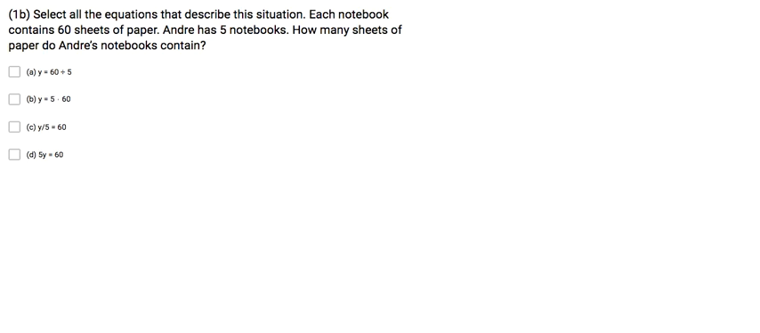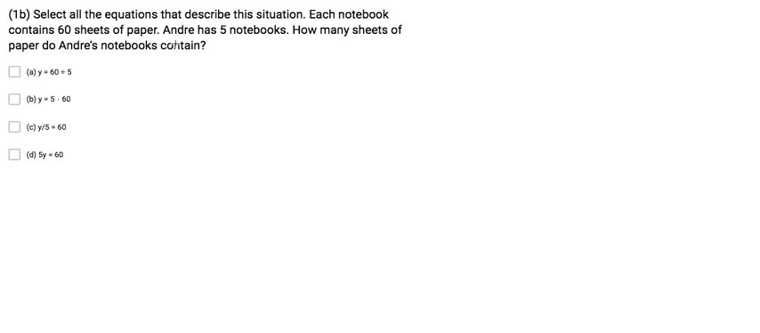Q1b, we are asked to select all the equations that describe this situation. Each notebook contains 60 sheets of paper. Andre has 5 notebooks. How many sheets of paper do Andre's notebooks contain? So, first thing that we've got to see here is all of our numbers and variables.